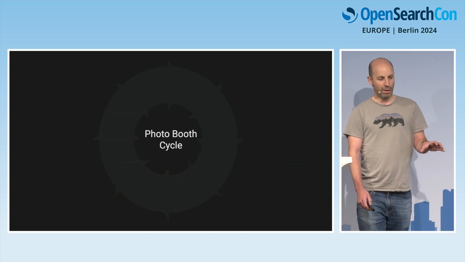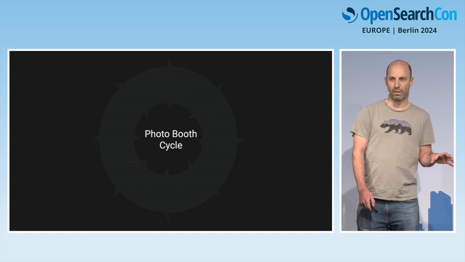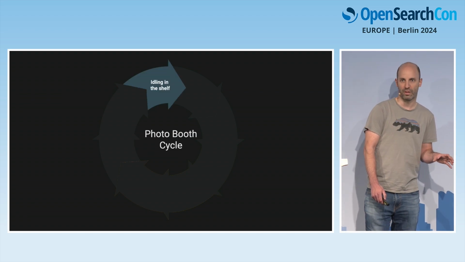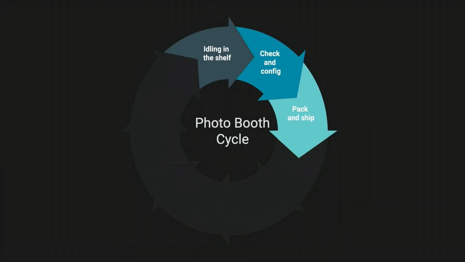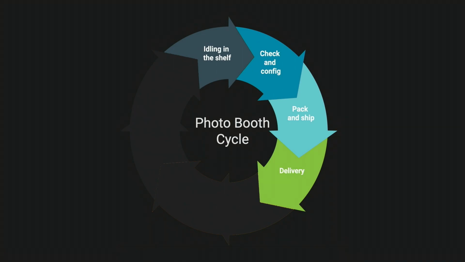So let's focus on the main product and the photo booth cycle. So first, the photo booth is on the shelf, idling, doing nothing, waiting for the next booking. Then, when a booking is set into fulfillment, there are some health checks running on the photo booth before it gets selected and configured with the design the customer has selected. Afterwards, the photo booth gets packed and shipped with the necessary devices, like, for example, the printer, the tripod, or the flash. Then the photo booth is out for delivery to the customer, hopefully arriving on time.